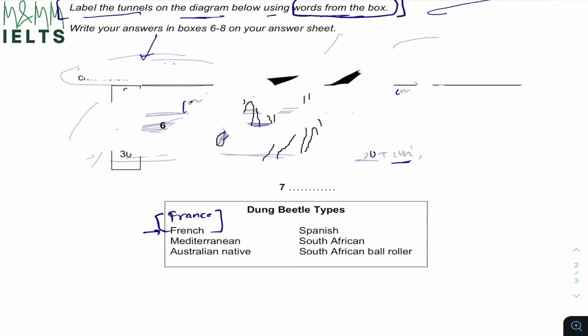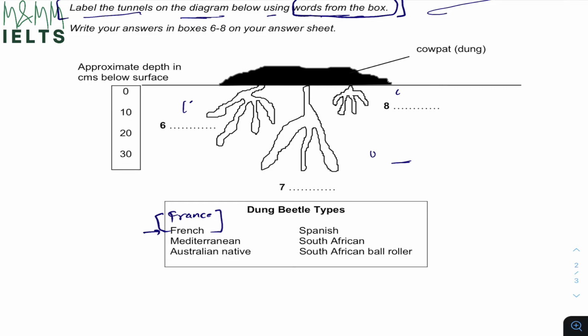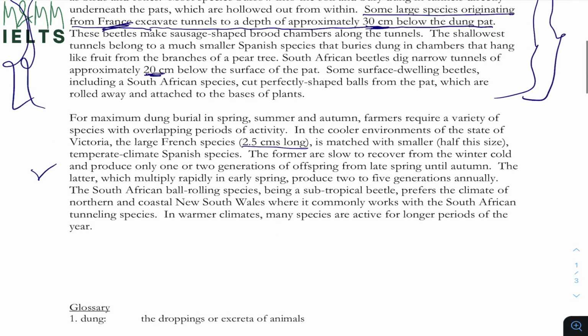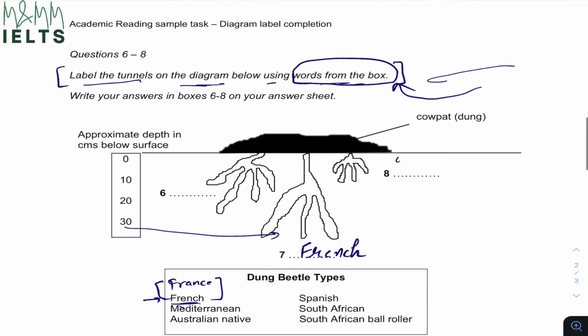Okay, so 30 centimeter. Now, if you had a quick look over here on this one, 30 centimeter was this one roughly. So that means this is the beetle type that they're talking about. So I cannot write down France over here, even if that was given in the paragraph. They want me to use the words from the box. Word from the box says French. So my answer over here is going to be French. Again, so 30 centimeters is done.